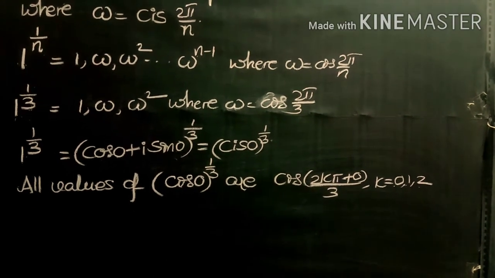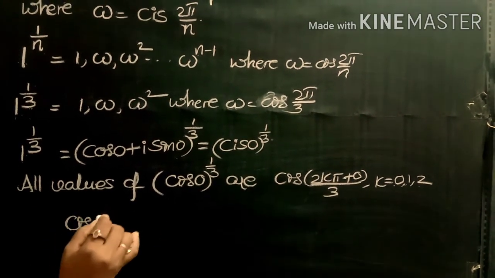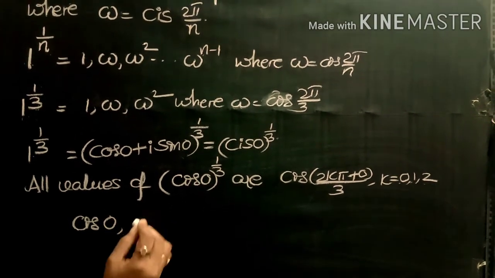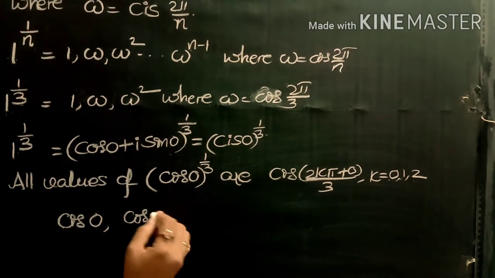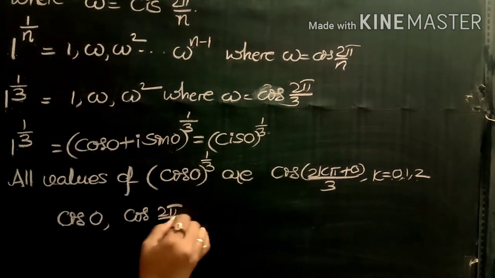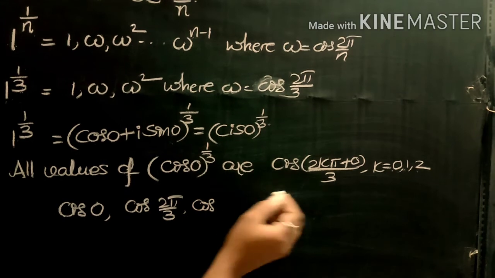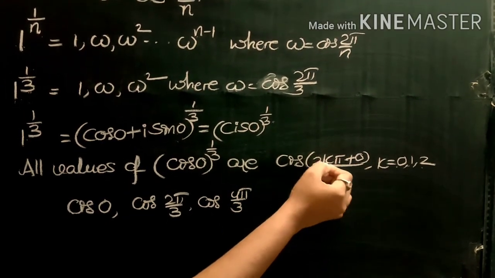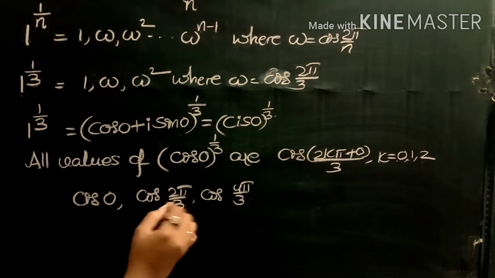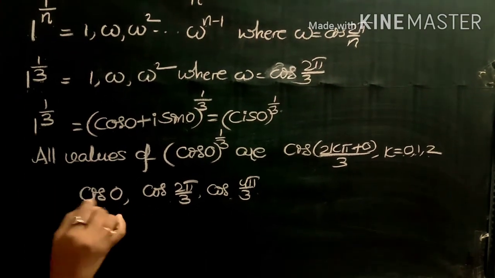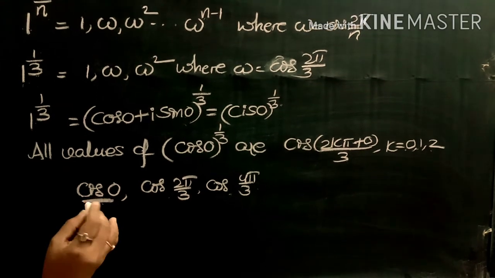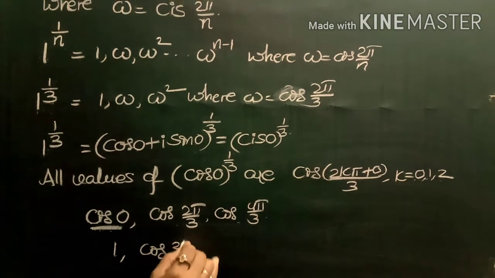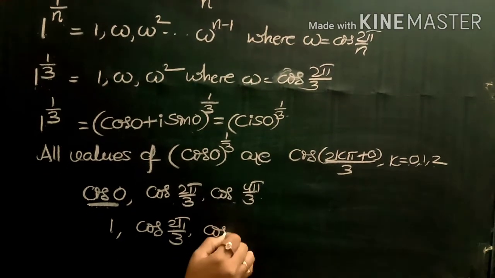Now replacing the values one by one. When we take k equal to 0, it returns cis of 0. When we take k equal to 1, it returns cis 2 pi by 3. When we take k equal to 2, it returns cis 4 pi by 3, since 2 twos are 4, that is 4 pi plus 0 by 3. So these are nothing but the cube roots of unity. Cis 0 is nothing but cos 0 plus i sin 0, and cos 0 is equal to 1. So the values are 1, cis 2 pi by 3 and cis 4 pi by 3.